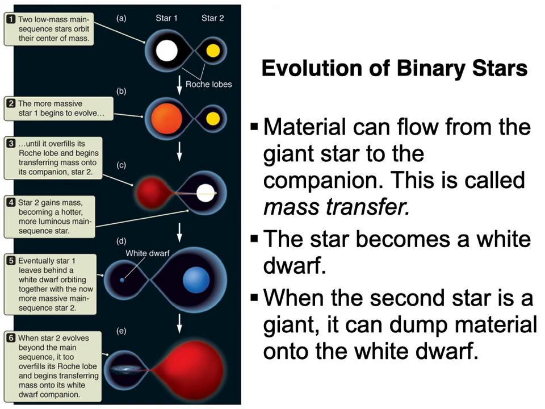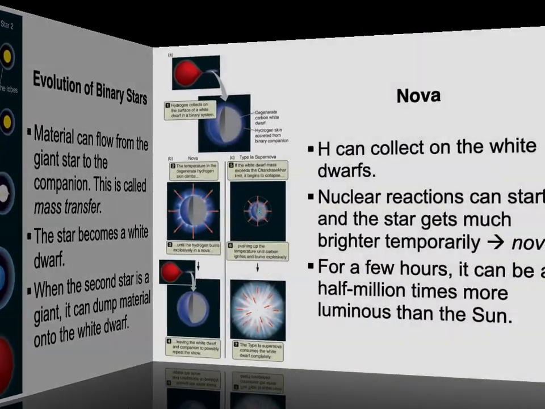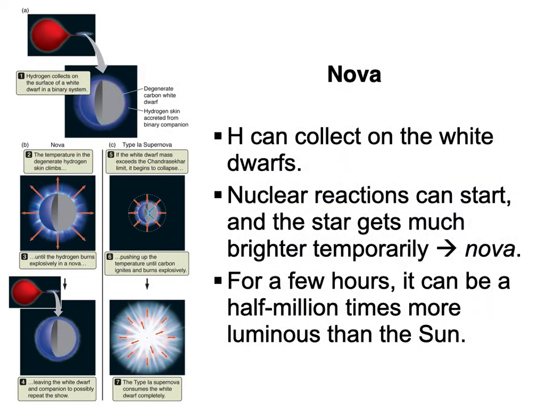Now, here's where stuff gets interesting. So, as it dumps that material back onto the white dwarf, a couple of different things can happen. The first thing that can happen is called a nova. So we've got a white dwarf that's now collecting material on top of its electron degenerate matter. So material is filling up, gases are filling up on top of this core of this dead star.